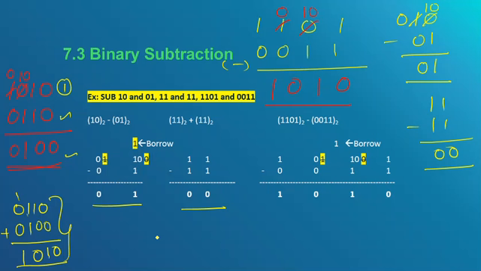So that is binary arithmetic operations, addition and subtraction. Next we will see how positive numbers and negative numbers are handled in the binary system.